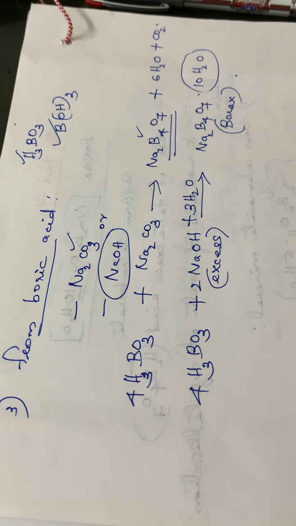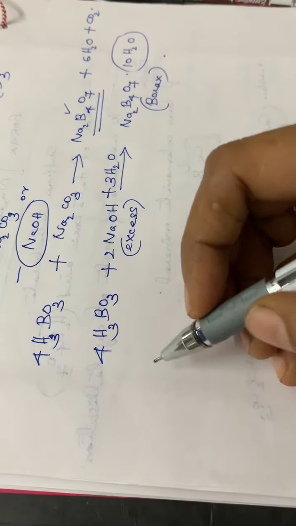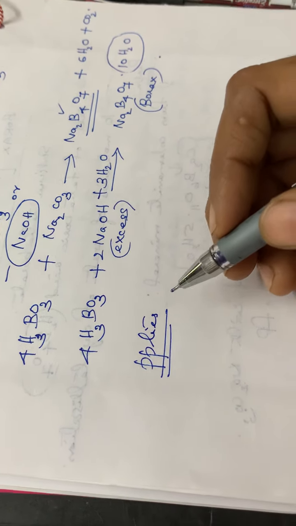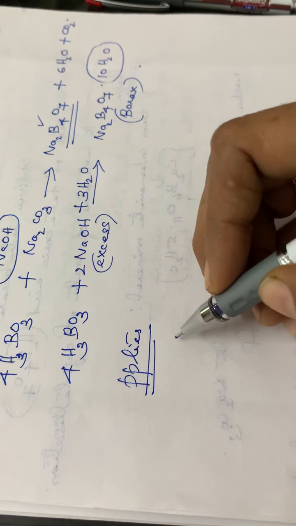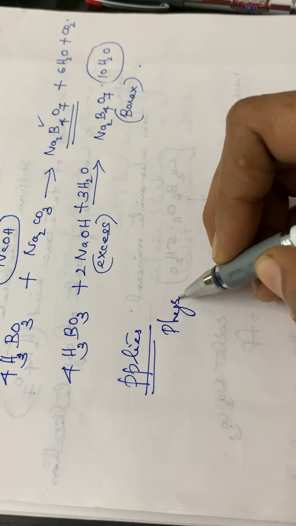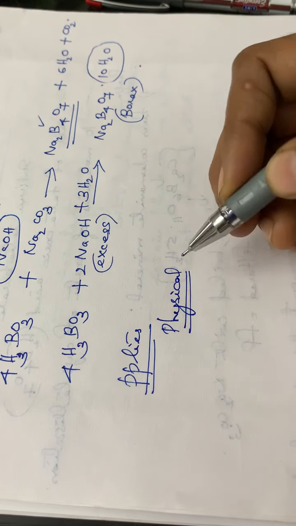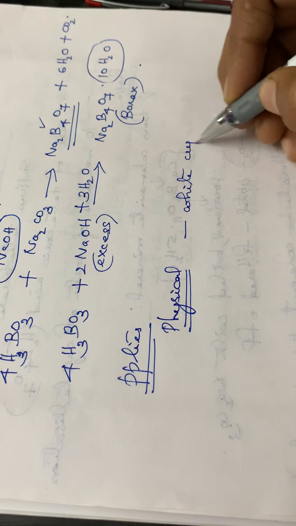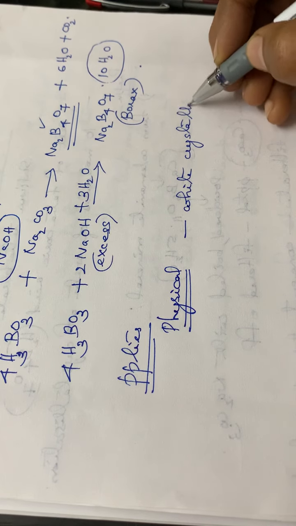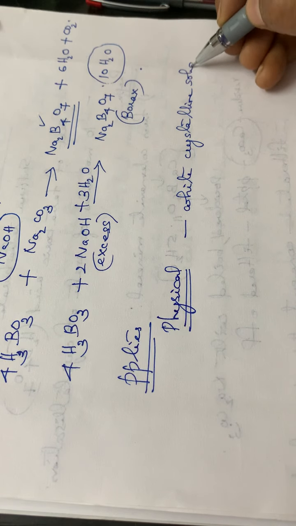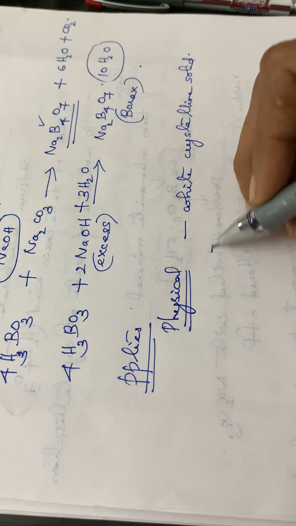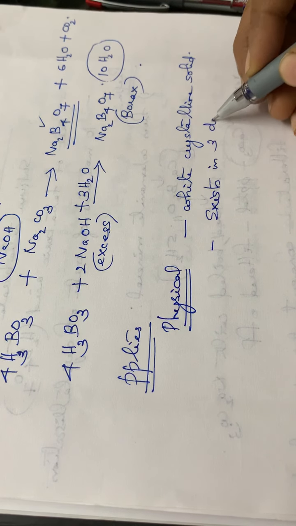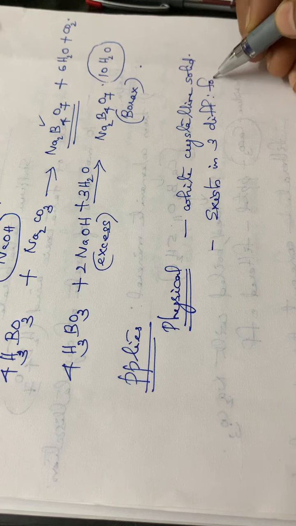Then the next one, that is the properties. First, we can go through the physical properties. This is borax. It is a white crystalline solid, and it exists in 3 different forms.